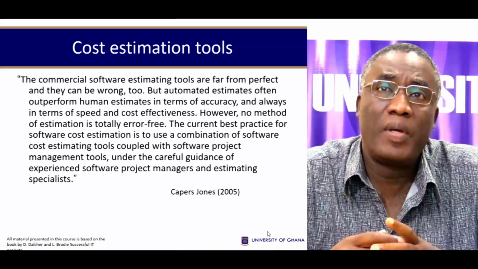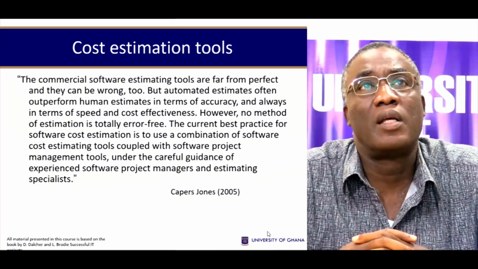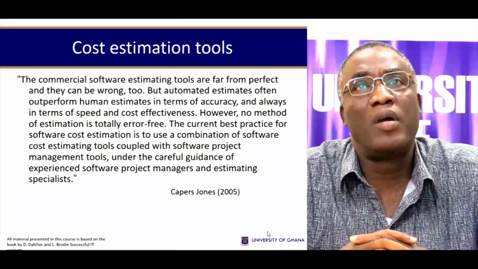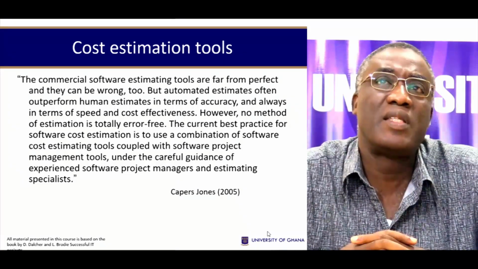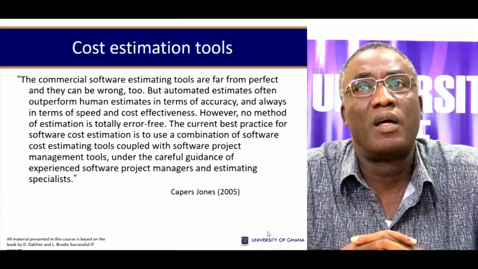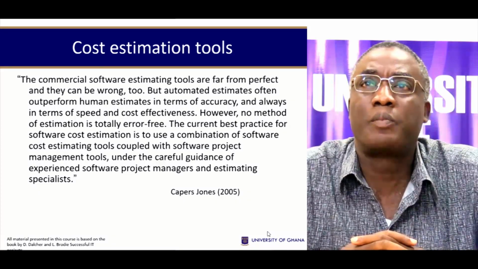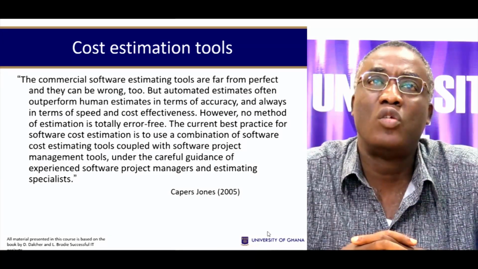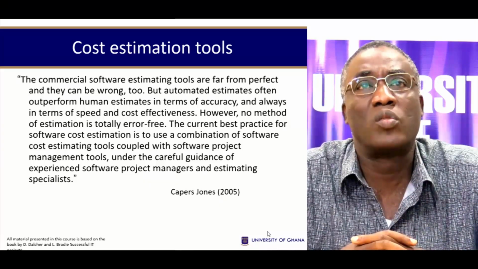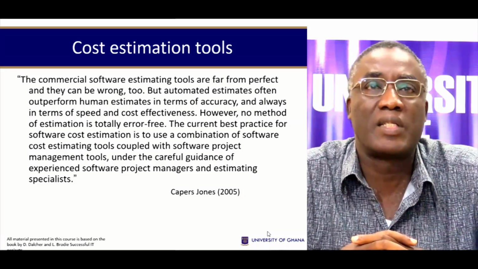Now, Capers Jones in 2005 said something about cost estimation tools: that commercial software estimating tools are far from perfect and they can be wrong too. But automated estimates often outperform human estimates in terms of accuracy and always in terms of speed and cost effectiveness. However, no method of estimation is totally error-free. The current best practice for software cost estimation is to use a combination of software cost estimating tools coupled with software project management tools under the careful guidance of experienced software project managers and estimating specialists.